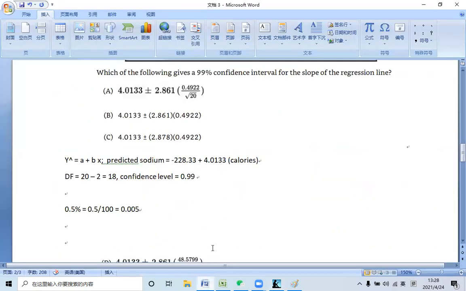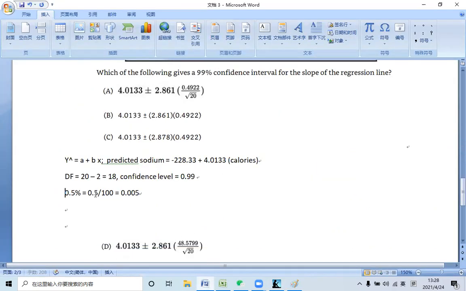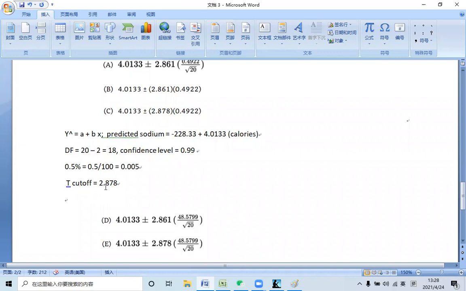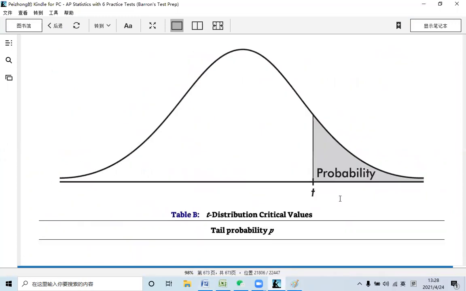The cutoff is 2.878. That is the cutoff you want. And the 99% confidence interval will be in the middle. The middle 99%. That is what you are looking for. So the slope would follow a t distribution.